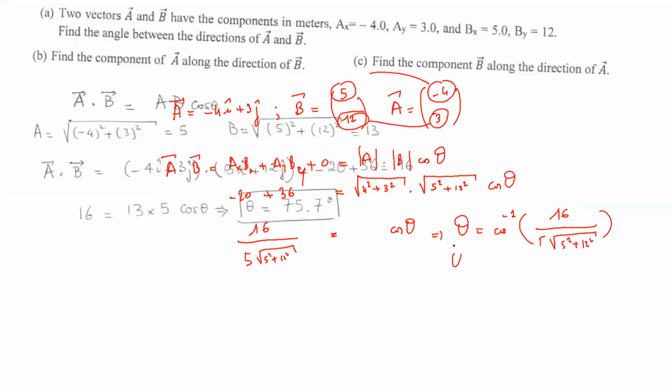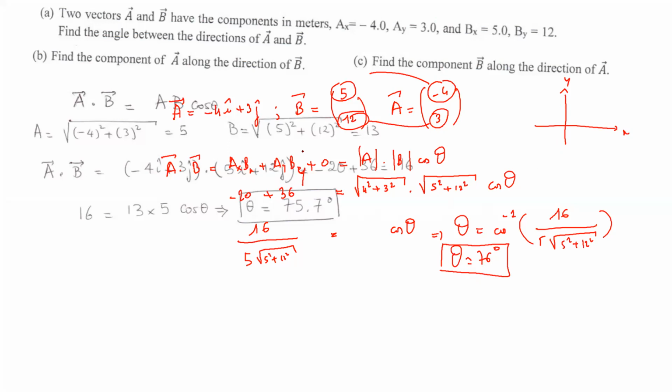So theta will be equal to 75.7, let's say 76 degrees. Okay, you can check it geometrically. You can put your XY plane, and then you put your vector A and your vector B. The angle between them will be roughly 76 degrees, precisely 75.7 degrees. Now, what's the second question?